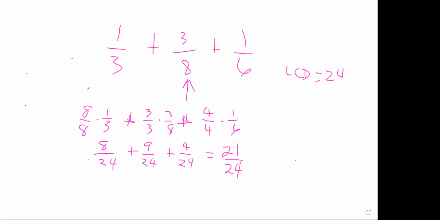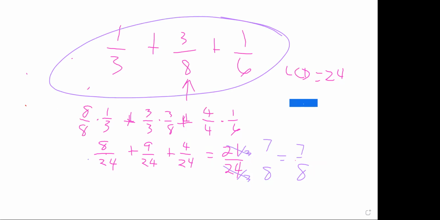What about 24? Will 3 go into 24? Yes. So I'm going to divide this by 3 and then divide this by 3. You divide by the same number. So this will give me 7 and this will give me 8. So 7 over 8. This whole problem gives me 7 over 8 at the end.